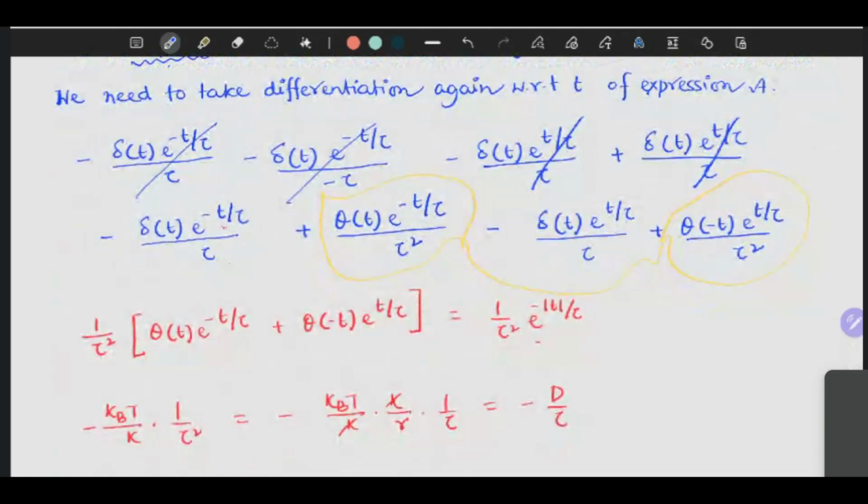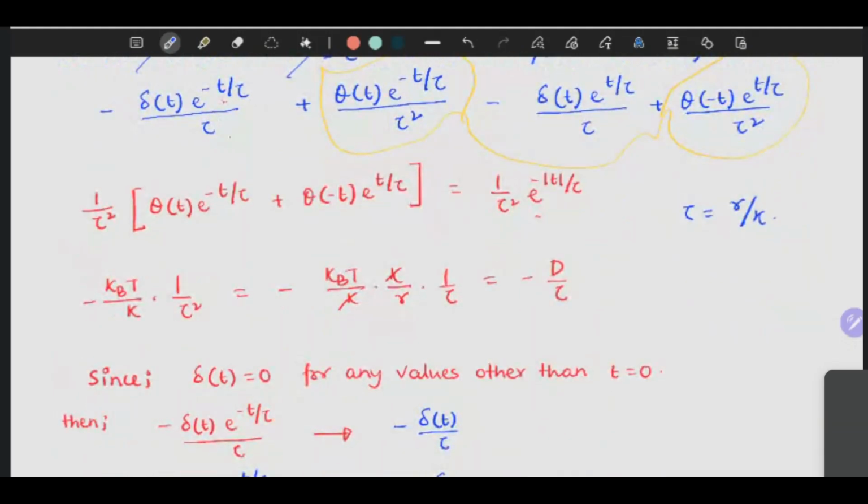So if you multiply this, we know tau is gamma by k. In our lecture please follow that. So this will be minus kBT by k times 1 by tau square. So I have just written 1 by tau as gamma by k, and after writing that, k cancels out and kBT by gamma is D, so it becomes minus D by tau.